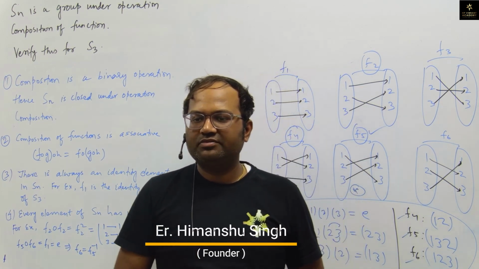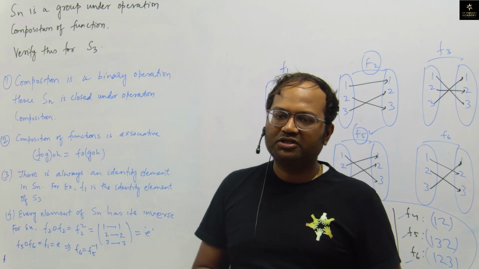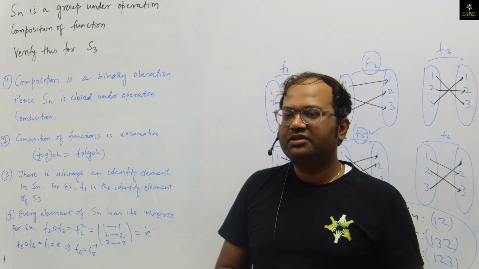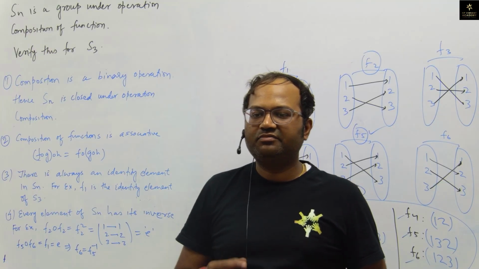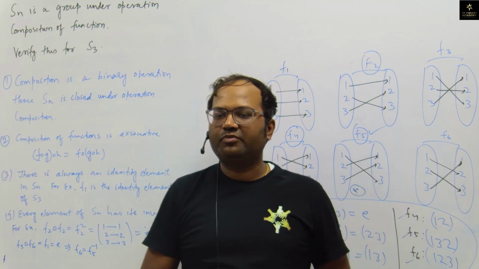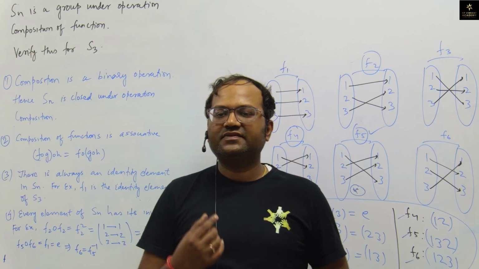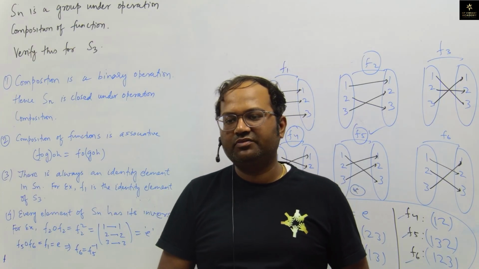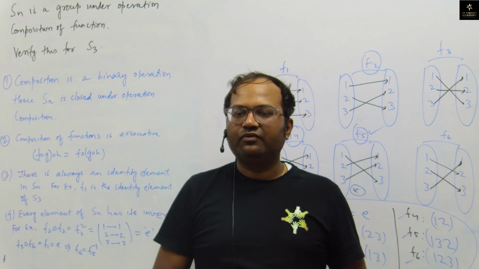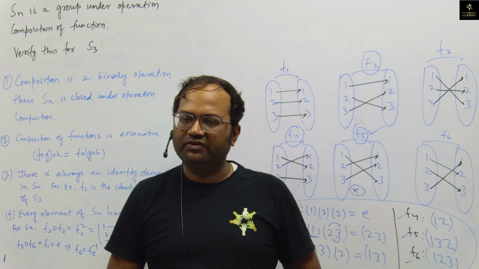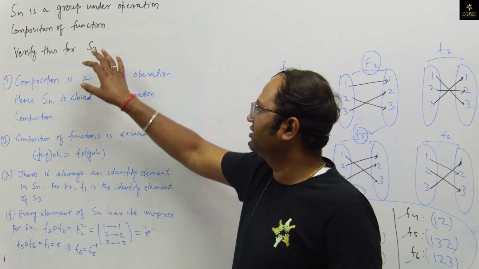In the last lecture, we started the discussion on the symmetric group. So let us proceed further. What we have seen in the previous lecture is that Sn is a group under the operation composition of function. By this we mean Sn satisfies all the four properties for being a group. That is, it satisfies the closure property. Second one is associativity. Third one is existence of identity element. And fourth one is each and every element has its inverse. Okay. So let us verify this for S3.